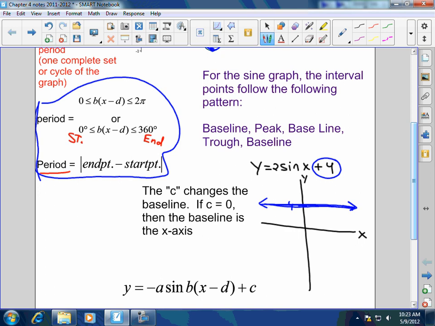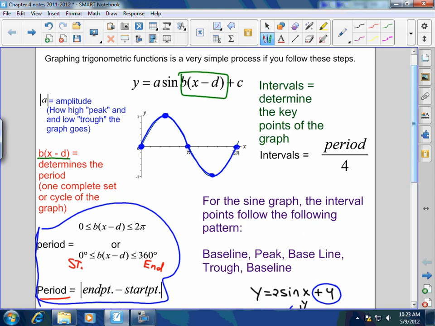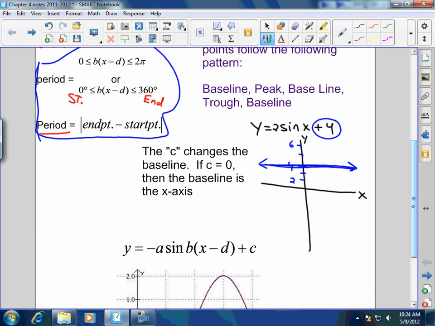Now, my amplitude is 2. So the height that I will go to now is 6. That's my peak. And my trough would be 2. Because remember what I told you about the amplitude from the beginning. The amplitude is how high or how low it goes from the baseline. In this particular case, the baseline is 4. So from the baseline, I go up to 6 and down to 2. Does that make sense?